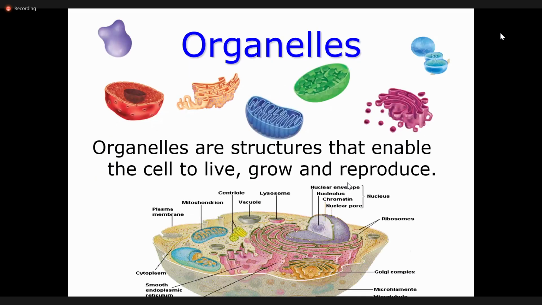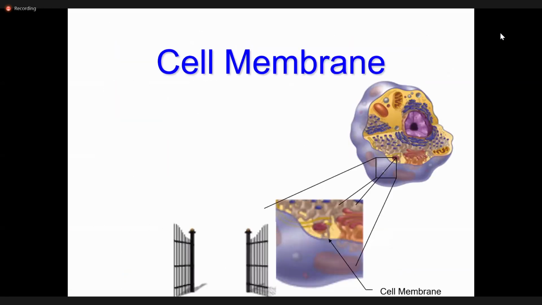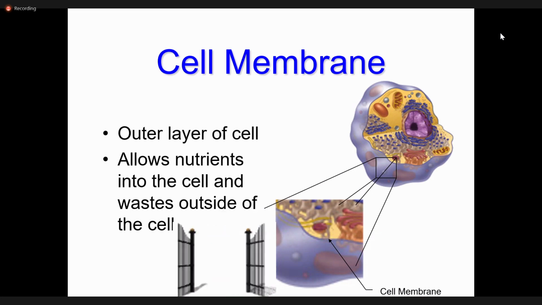Next, organelles are structures that enable the cell to live, grow, and reproduce. Each and every organelle has its uses. The first one is the cell membrane. It acts as a gate-like outer layer of the cell. It allows nutrients into the cell and waste outside of the cell.